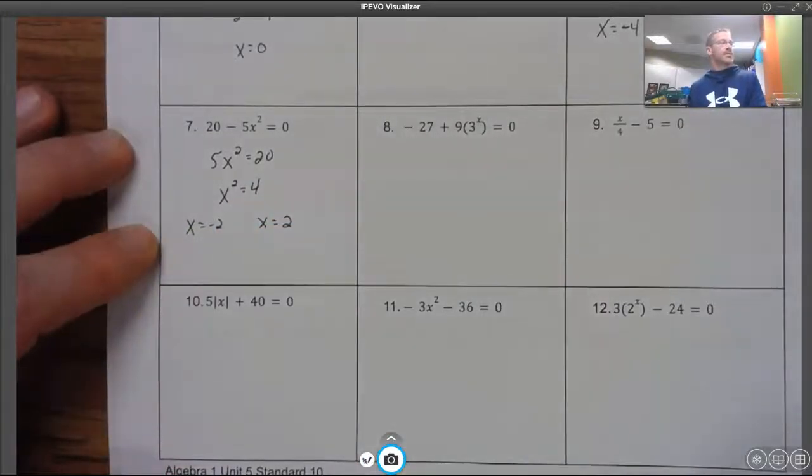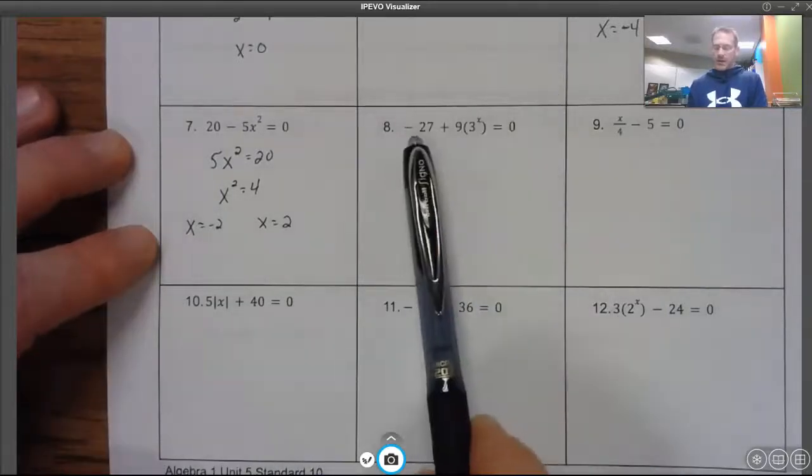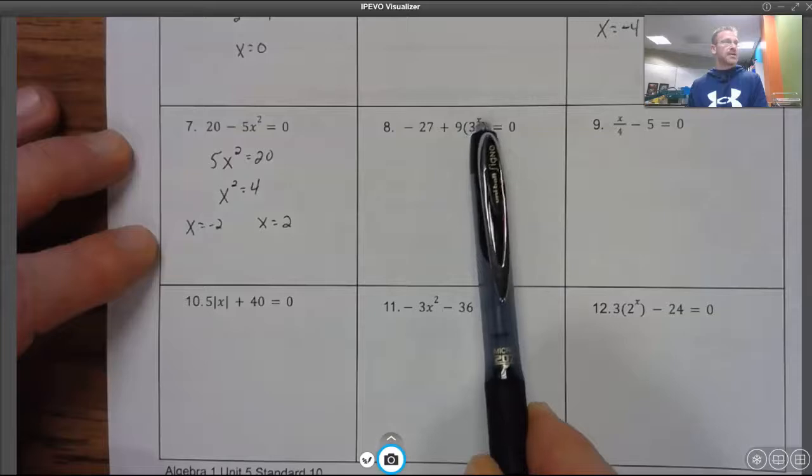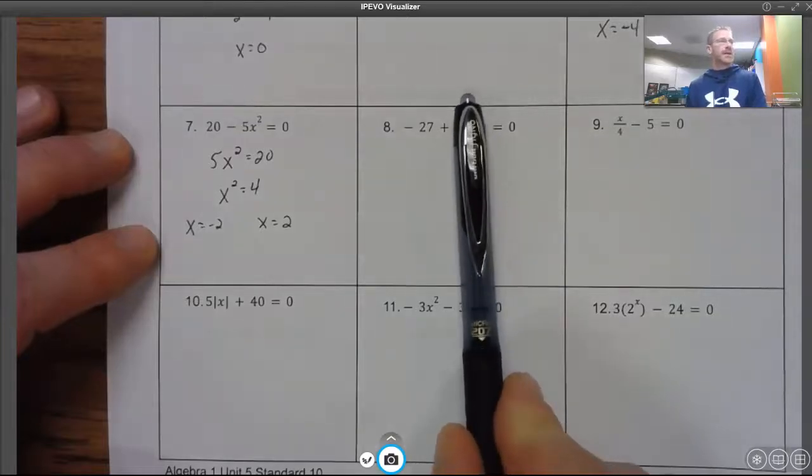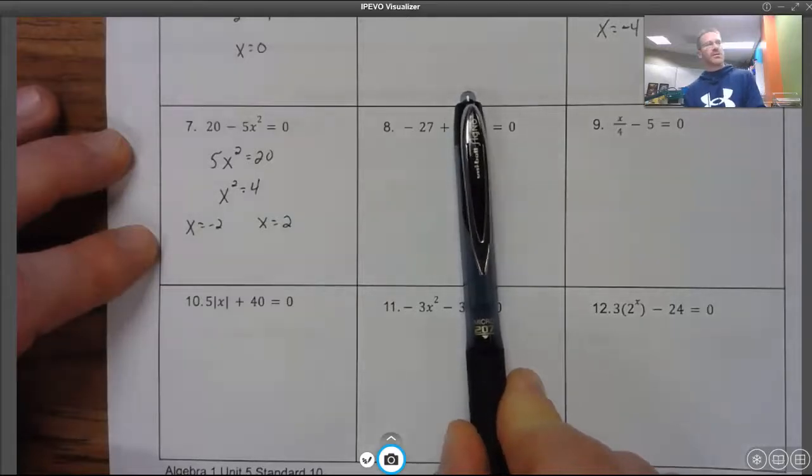And there are my 2 solutions, all right? Okay, so moving on to my next problem, number 8 here. Now, when I look at this, my x is my exponent, so it's an exponential, expecting 1 solution. All right. -27 plus what is 0? -27 plus 27 is 0.